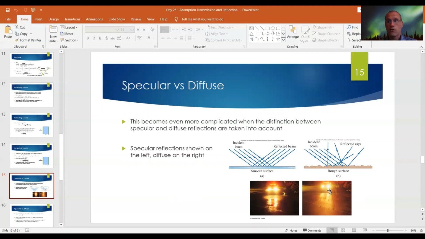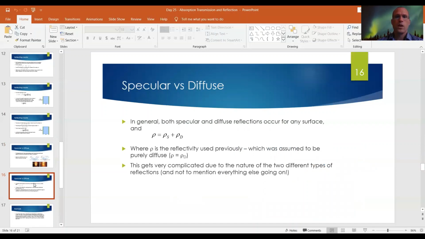So some reflection is specular, some reflection is diffuse, and you can have both from the same object. In general, both of them happen for any surface, so your total reflectivity is a combination of the specular and diffuse portions of it. Everything we did up to now, we assumed was purely diffuse reflection, where things get reflected in all sorts of directions. As you can imagine, this is very complicated. It was already complicated enough without the added complication of 2 different types of reflection. So really, all we're going to do is a quick example to finish this off.